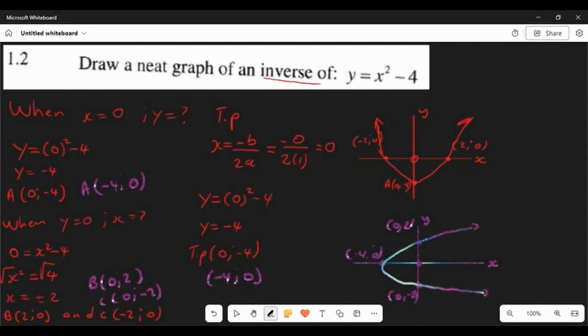Guys, this is the actual graph that they wanted you to draw. So this here is the inverse graph, so you can just write "inverse graph". I hope you managed to draw this. The original graph was not necessary for you to draw, but I drew it so that you can understand how exactly the original looks and how the inverse looks.